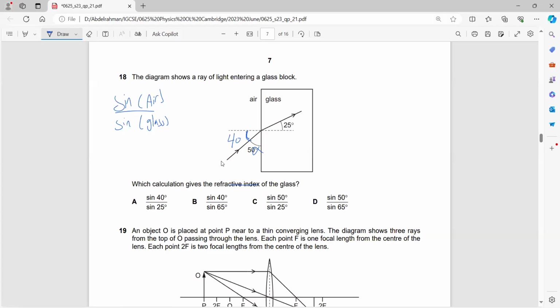Between the incident ray and the normal line, which would be 40. 90 minus 50 is 40 degrees. So sine 40 over sine 25.